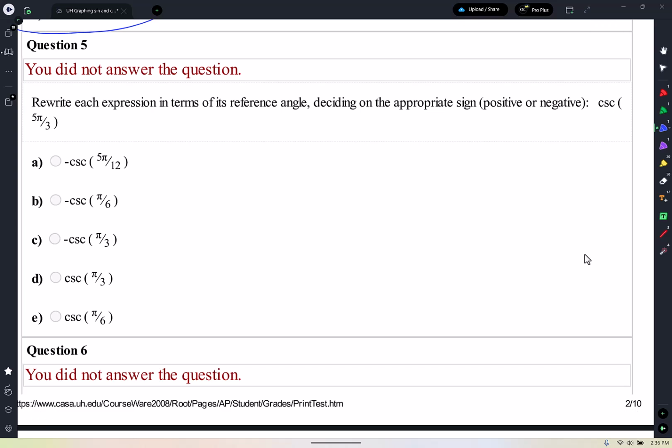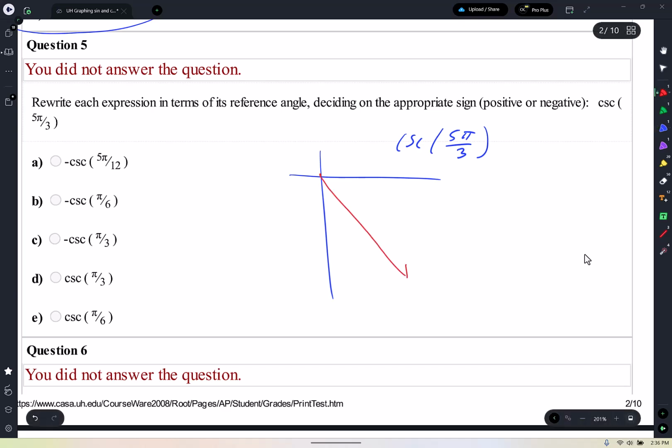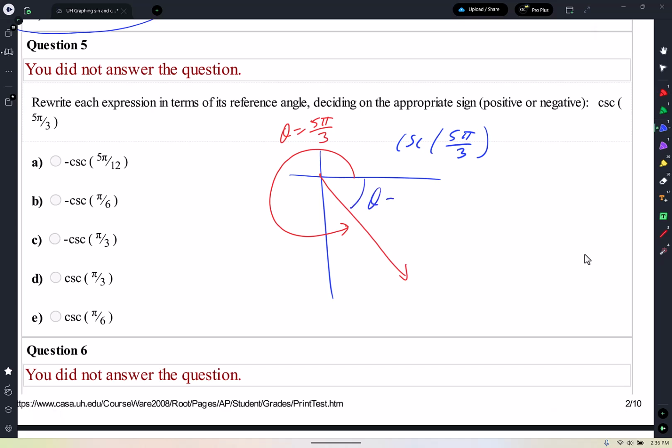Cosecant of 5 pi over 3. CSC 5 pi over 3. This is one of our common angles. 5 pi over 3 is in quadrant 4. Double the denominator, subtract 1. So the reference angle is this guy right here. That reference angle is pi over 3, which is pi over 3 away from 2 pi. Correct?